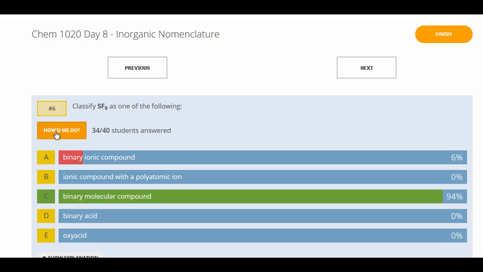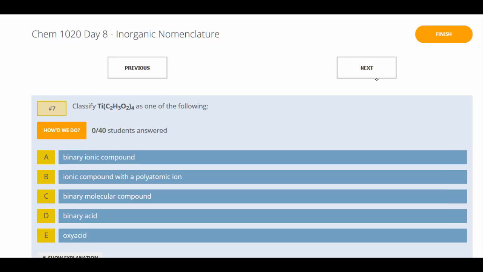This is a binary molecular compound. Binary molecular because it contains 2 elements. And it's molecular because both of these elements are nonmetals. They both sit up there in the upper right-hand corner of the periodic table.